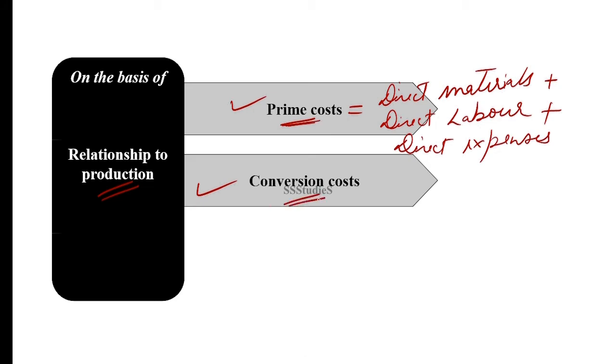Now, conversion costs are the labor and overhead costs that are incurred to convert raw materials into finished goods. Such costs are called conversion costs.